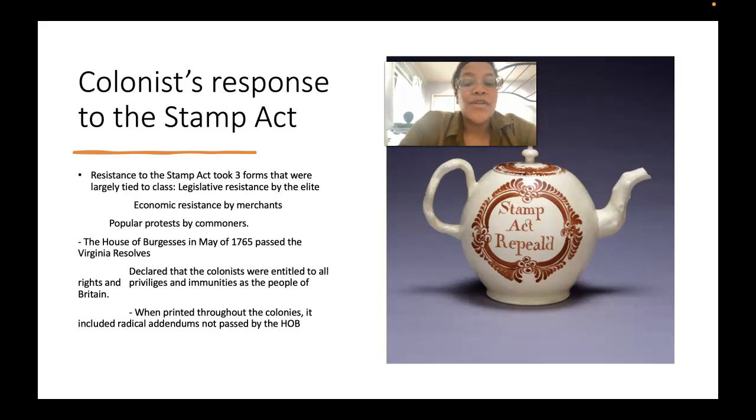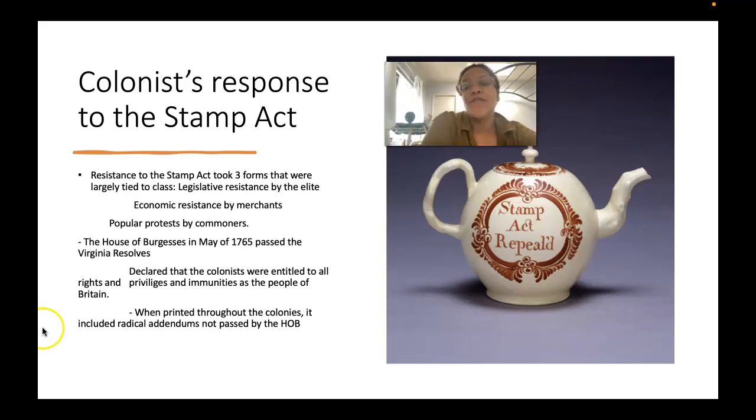They passed what was called the Virginia Resolves. And the Virginia Resolves basically declared that colonists were entitled to all rights and privileges and immunities as the people of Britain, because their thought process was this: hey, these taxes are not being applied to the people in Britain, but the Stamp Act applies to us, but we're British subjects, so why should this apply to us?